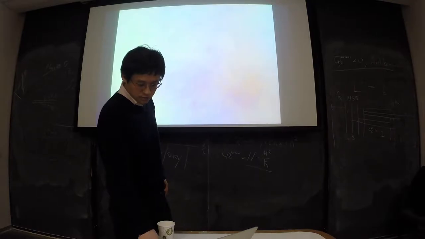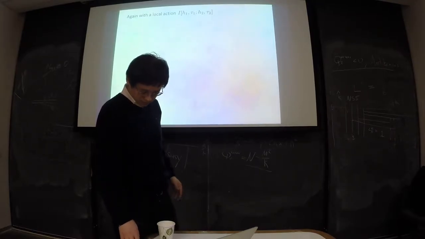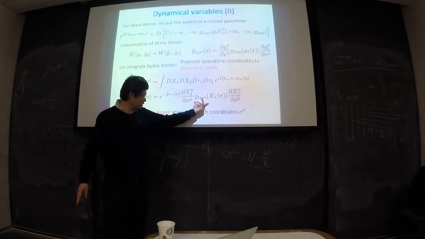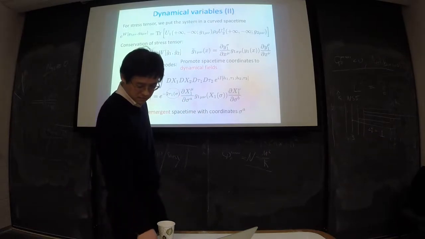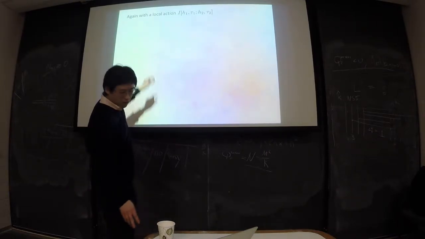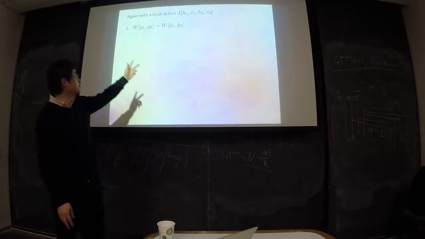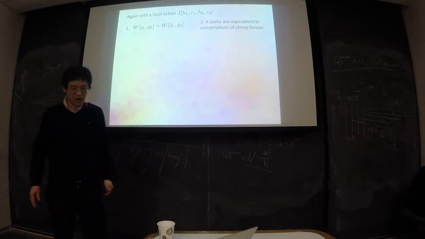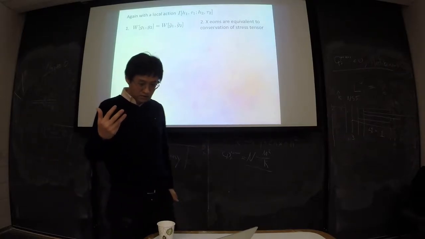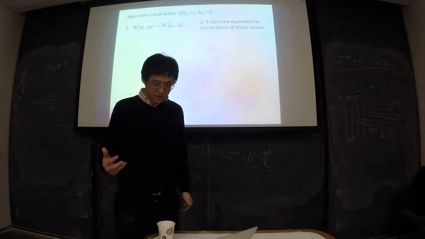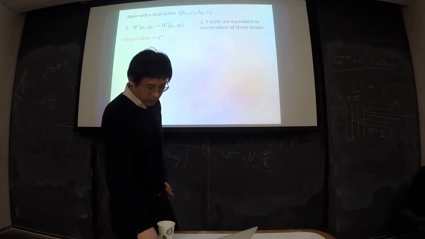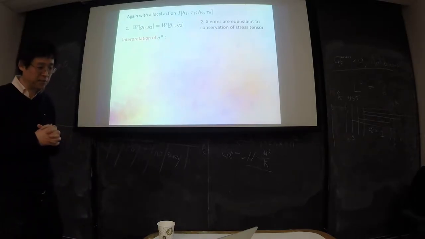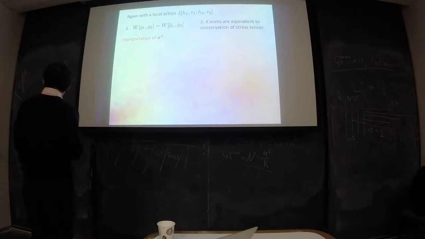Okay? Good. So now again, you write down a local action in terms of these variables. And this combination ensures that diffeomorphism is always satisfied. And we also ensure that these equations of motion are actually equivalent to the Ward identity of the conservation of the stress tensor. So that's our hydrodynamic model, our proposal for the hydrodynamic model. Now let me talk about the interpretation of sigma.